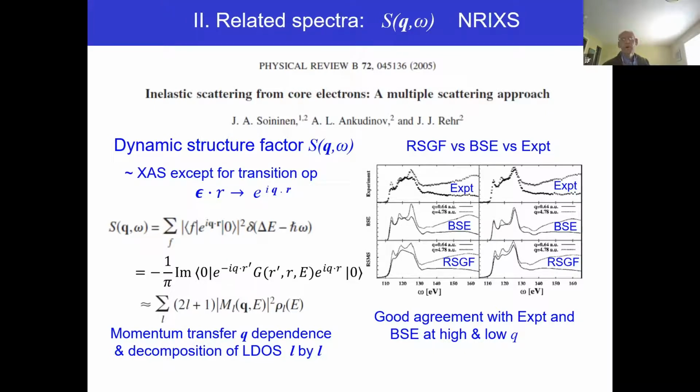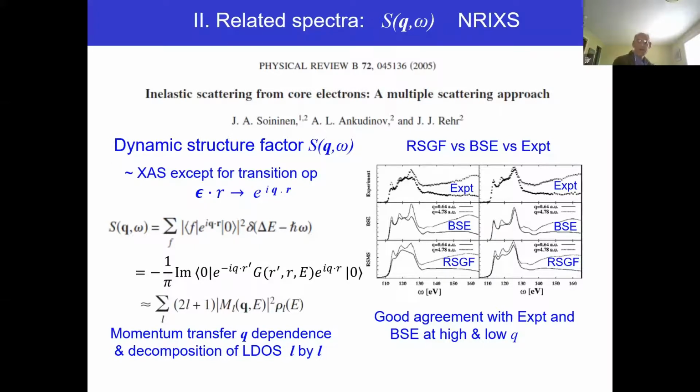One is called NRIXS, or non-resonant inelastic X-ray scattering. It's work that we also did with Jerry Seidler. And physically, what we recognize is that a lot of these spectra are related to what they call in physics the dynamic structure factor, S of Q and omega. S is the structure factor, Q is the momentum transfer, and omega is the photon energy.